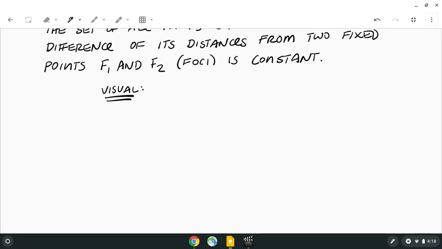So what happens is we have two fixed points. So maybe we have that one and this one. And so last time we looked at an ellipse, which is like an oval, right? So here it's like you have two parabolas, okay? And so you have a center point, and you have one parabola that maybe looks like this, and then the other one that looks like this.